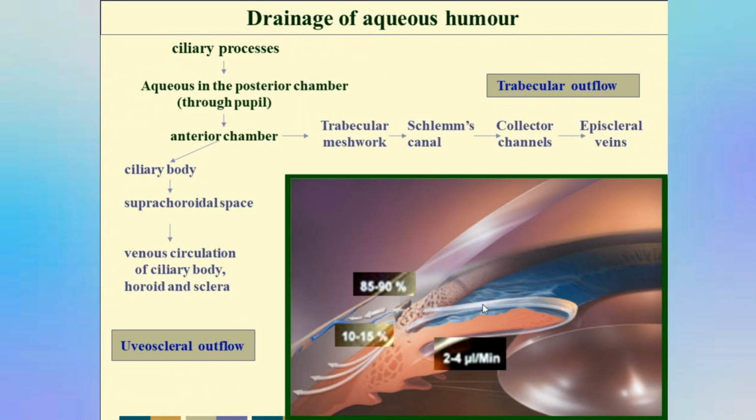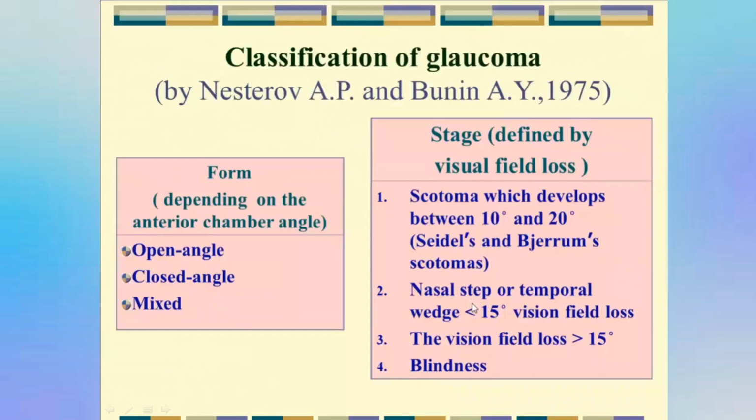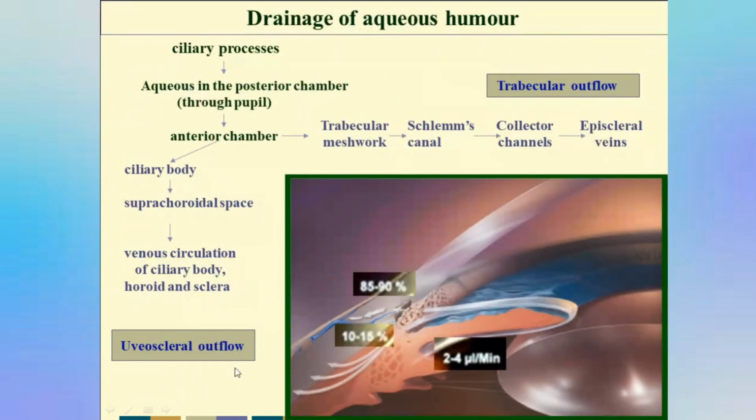Then there are two ways for aqueous humor outflow. One way is trabecular outflow. Here, aqueous humor goes through the anterior chamber, through the trabecular mesh, then Schlemm's canal, collector channels, episcleral veins, and leaves the eye. There is another, uveoscleral outflow.